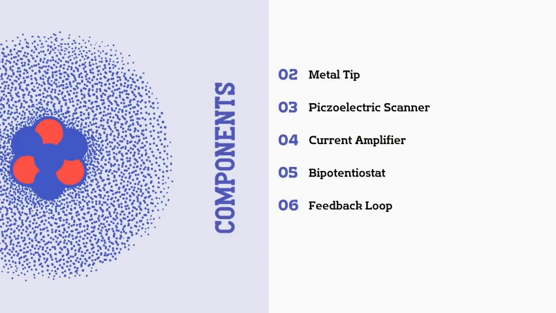First is its metal tip, second is the piezoelectric scanner, third is the current amplifier, fourth is the bipotentiostat, and fifth is the feedback loop. The STM works by using a tiny metal tip that is very sharp like a needle. The scientists made this tip by using a special process called electrochemical etching. They started with a wire made of tungsten and used a chemical solution to gradually make it thinner and thinner until it was just 1 atom thick.